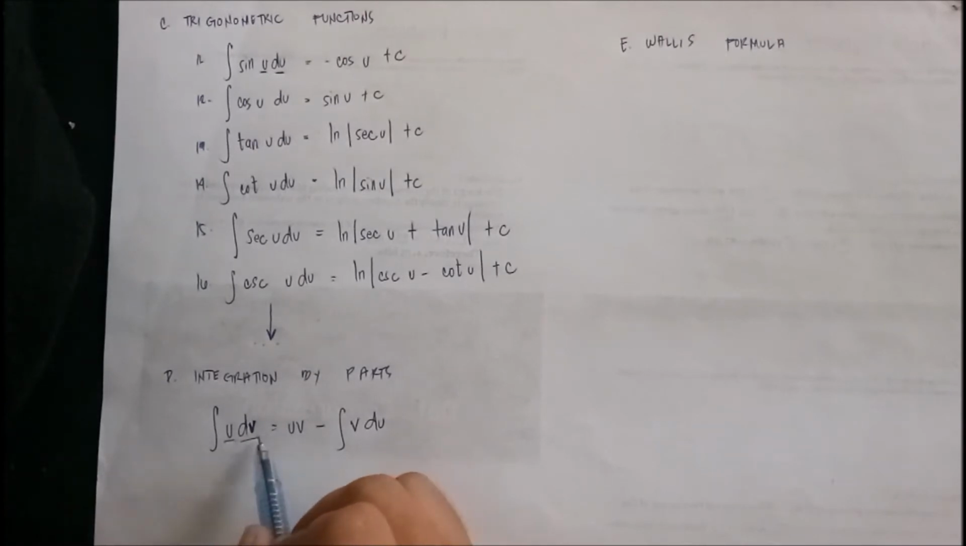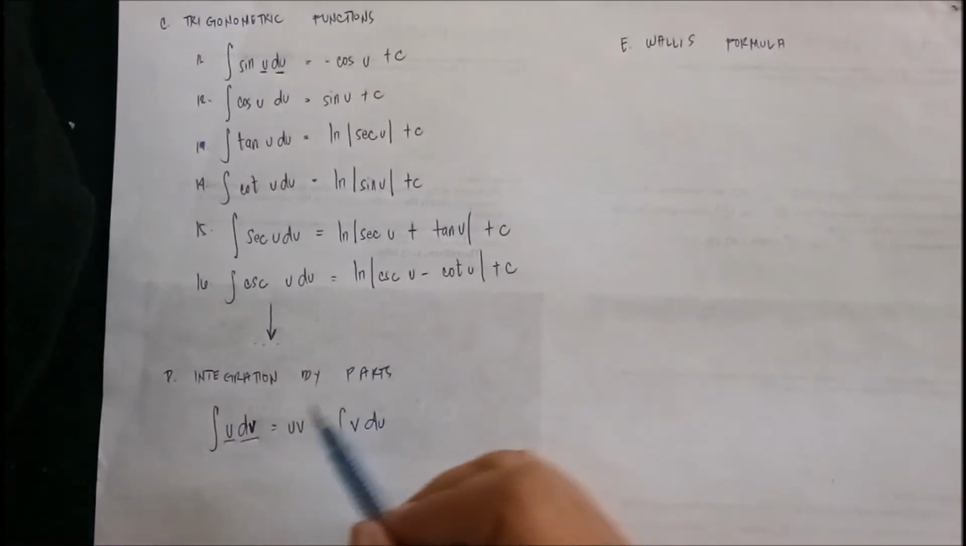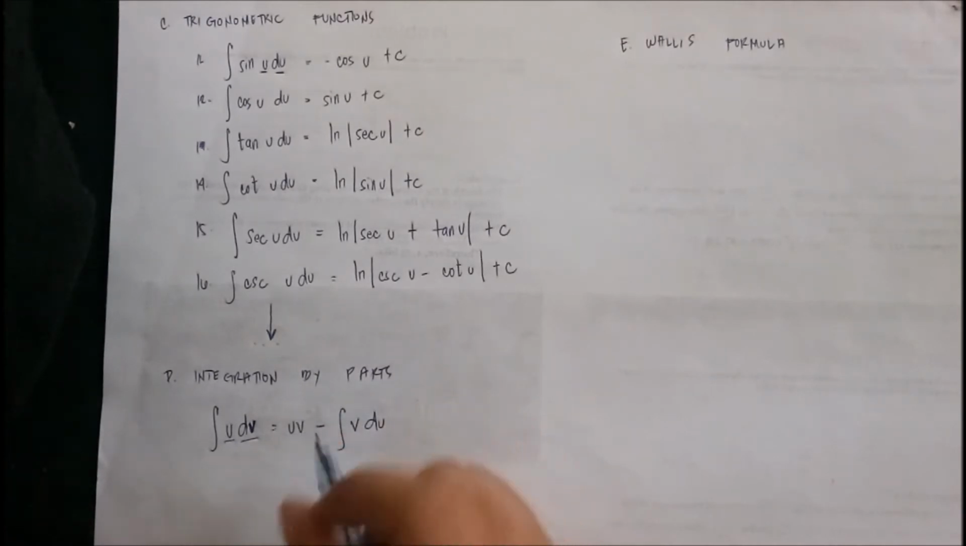Class, this is not u du ha. This is u dv. Ibig sabihin, itong u at saka dv, they are not related with each other. Okay? Now, according to integration by parts class, we can just simply integrate that by having this one. So, u, i-times mo kay v.